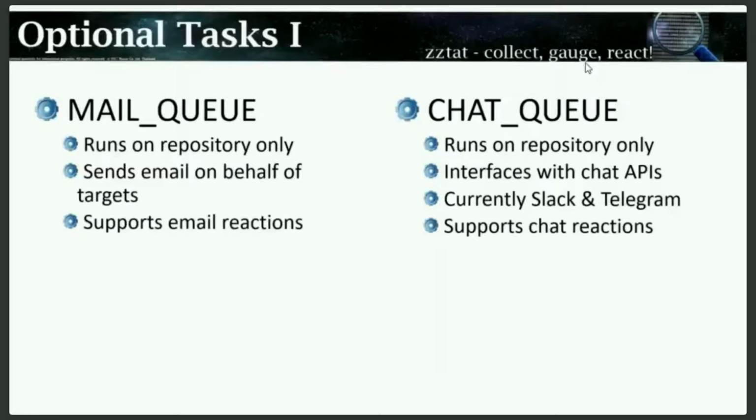And the very same thing happens with the chat messages. Natively, zztat supports Slack and Telegram APIs, but again, you may not want your target databases to communicate with those APIs directly, so we can defer it to the repository. This also happens fully automatic. So you don't need to reconfigure your reactions to do anything differently on those targets, which may or may not have internet access or access to emails. It's fully transparent and the framework knows this. So the repository also can send out messages to your Slack and Telegram channels on behalf of target databases.